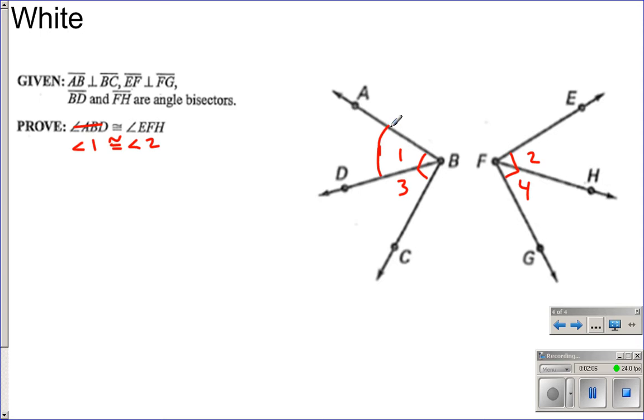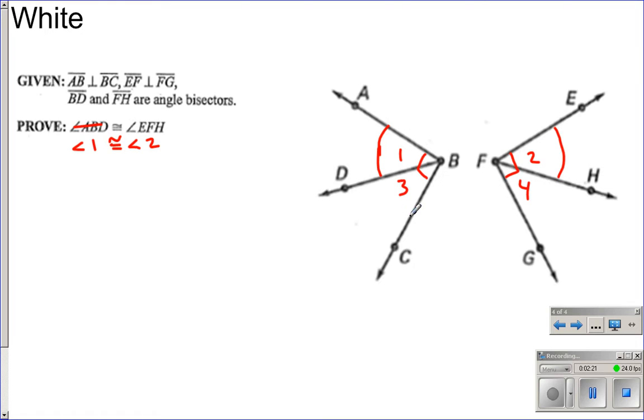Okay. Look at my other given, though. These are angle bisectors. BD and FH going through the middle are angle bisectors. Well, what does that mean? Bisectors cut things in half. So bisectors make two congruent angles. That means this angle is congruent to this angle.